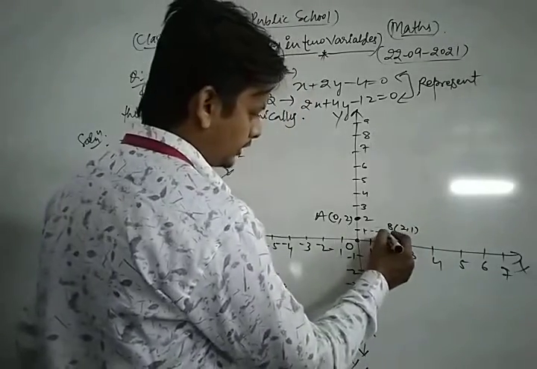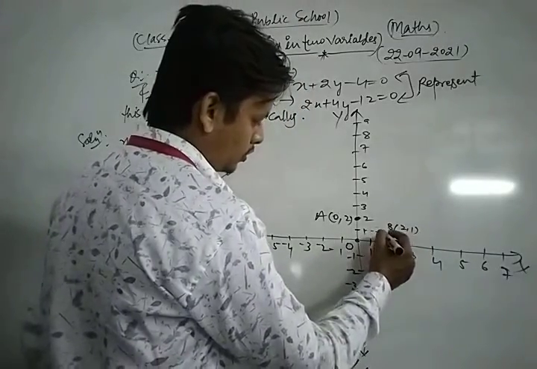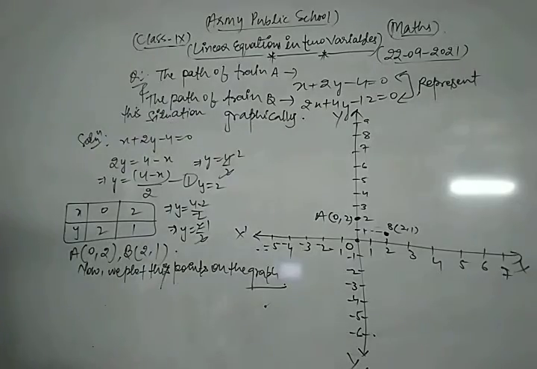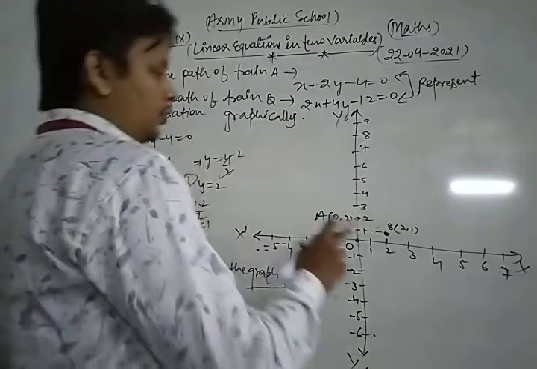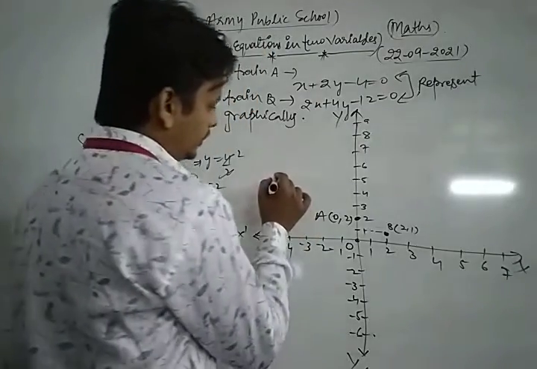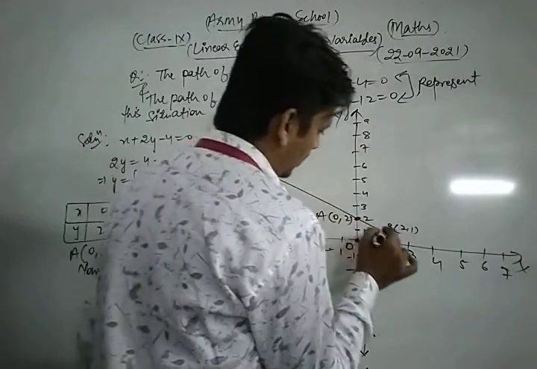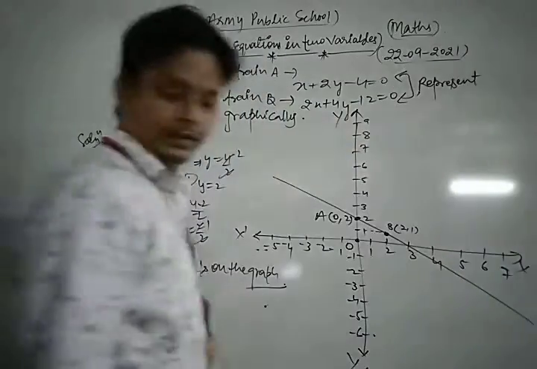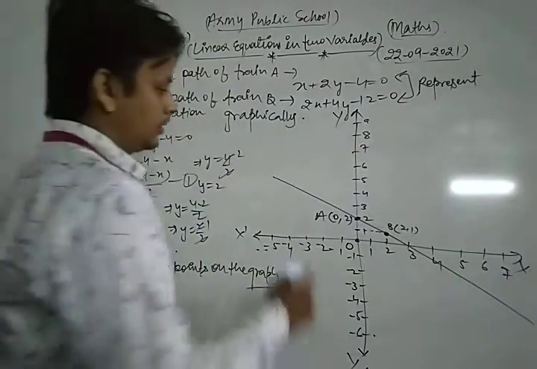Now what I do? Now we just join these points and extend through a straight line. So now look, we just join and draw the graph.